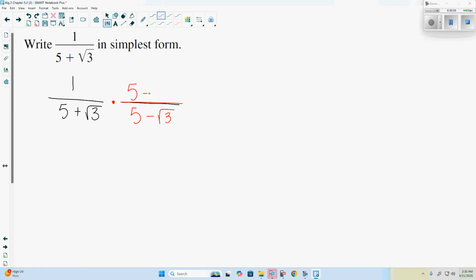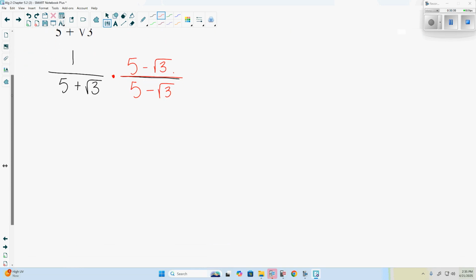Just like our complex conjugates, we take whatever the term is and switch the sign in the middle. The whole goal of doing this, multiplying by 5 minus the square root of 3 over 5 minus the square root of 3, is to get the radicals out of the bottom of this fraction. Now we'll look specifically at the multiplication of the bottom, then we'll do the product of the top next.